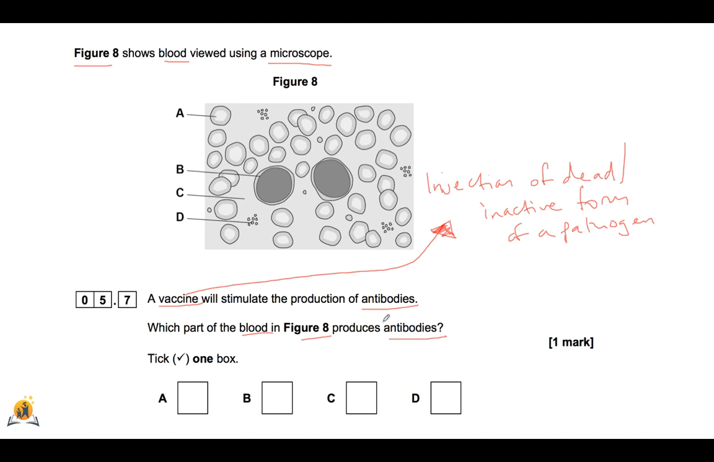Now, to know which part of the blood produces antibodies, yes, you could just know the answer, but it's also nice to be able to know them from their structures here. So A is a red blood cell, B is a white blood cell, C is the plasma, which is a straw-coloured liquid which transports nutrients such as digestion products like glucose, and also red blood cells and carbon dioxide. And D are platelets. They're cell fragments that help the blood clot. So antibodies, white blood cells. Our answer then is B.